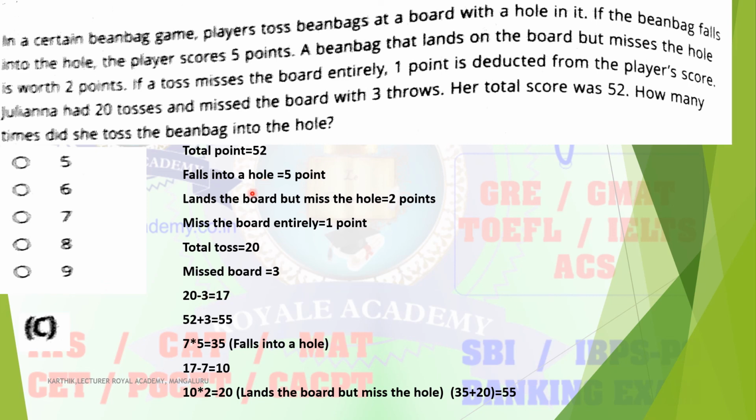7 for directly hole. So 7 into 5, you will get 35. Likewise you should follow the trial and error method out of 17. And remaining is how much? 10. Out of 17, 17 minus 7 is already over. So remaining is 10. Then 10 into 2, you will get 20. So 35 plus 20 is how much? 55. That exactly matches this answer. If it is not matching, then choose another option. Trial and error method you should follow. Then you will get the final answer. In this problem, option C is correct.